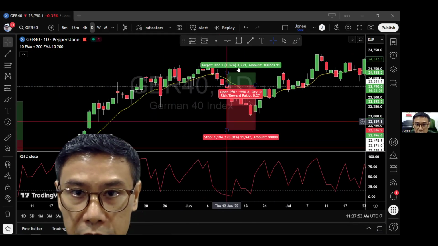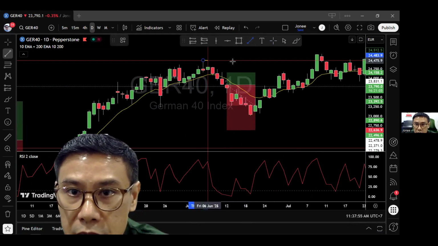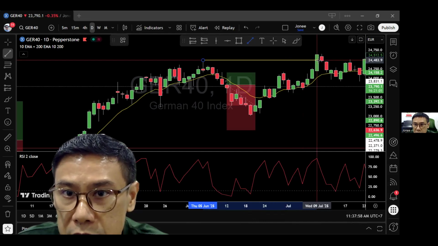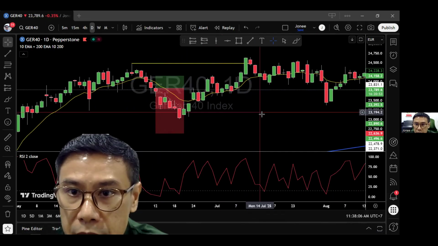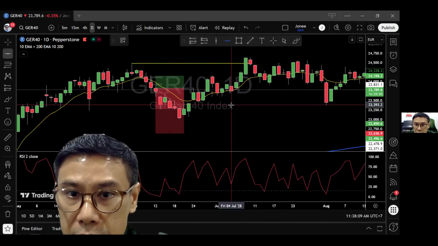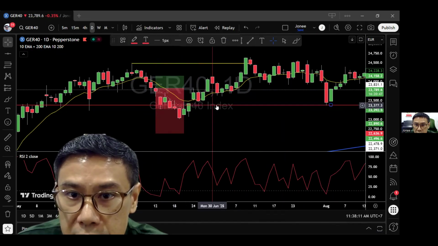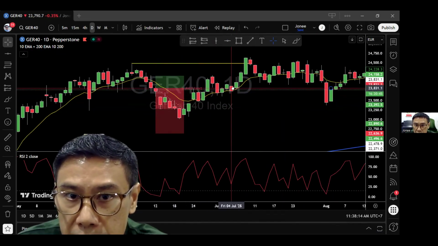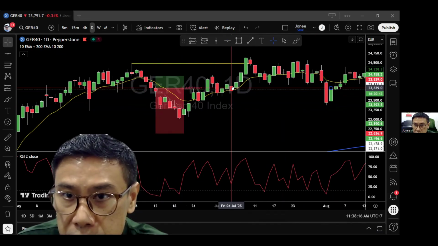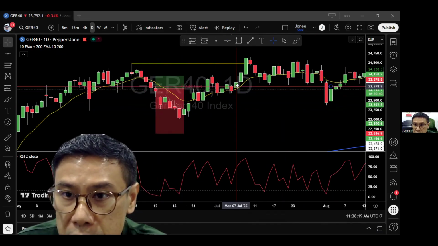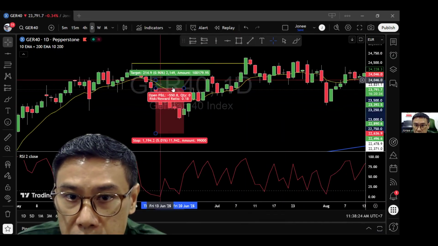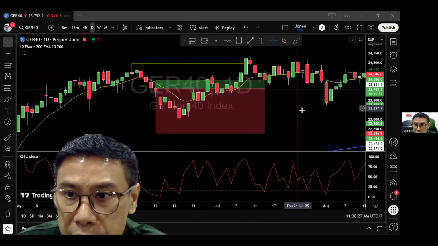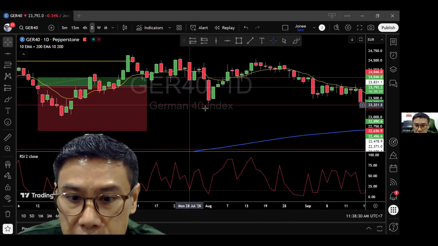Then we wait for price to get back to this previous swing high, and that's when we start trailing our profits once we get there. And then we wait for price to go below the 10 EMA for an exit. So that would have given us 0.90%. Let's see if we can have another opportunity.